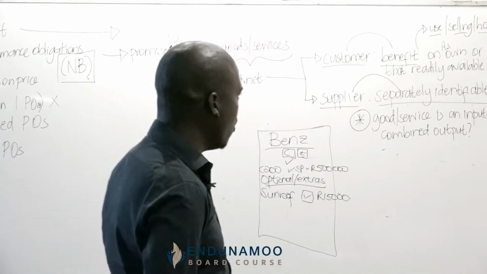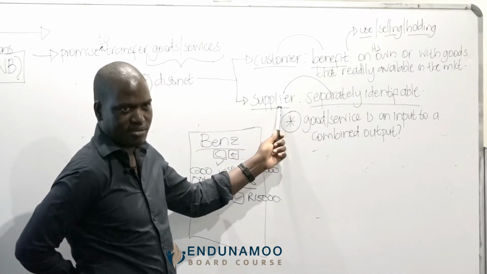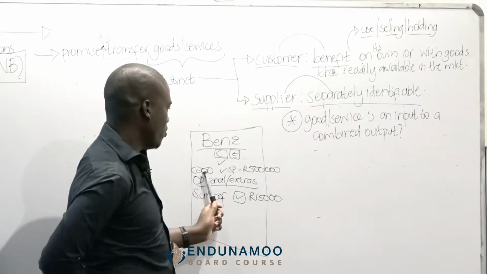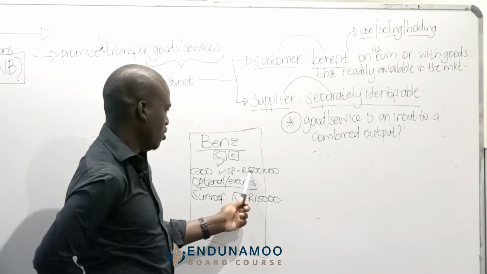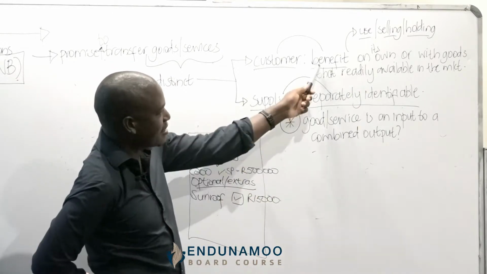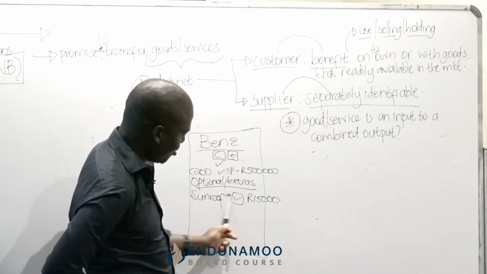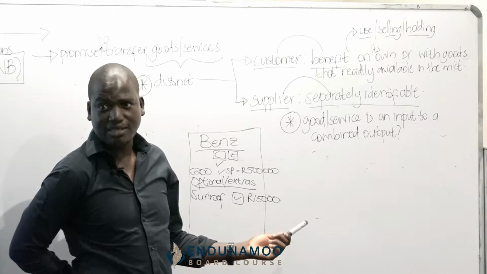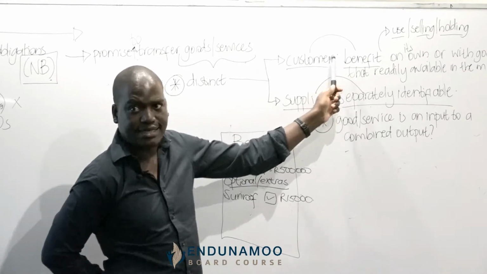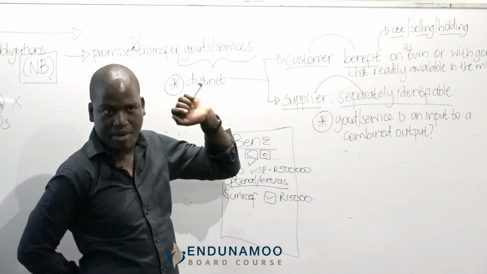Then, for us to come up with that answer, we need to ask these two questions. Number one, is the customer able to benefit from the use of the standard car on its own? And is the customer able to benefit from the use of a sunroof on its own? That's what this first question is asking: for the goods under the contract, is the customer able to benefit from their use on their own or with goods that are readily available in the market?